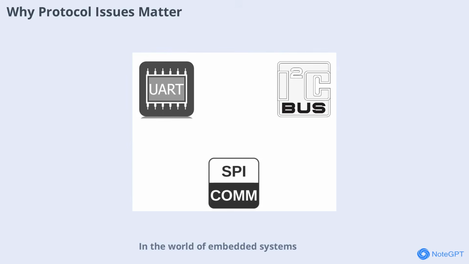In the world of embedded systems, reliable communication is the backbone of every successful project. Whether you're working with UART, I2C, or SPI, each protocol brings its own set of challenges. Overlooking even a minor detail can lead to frustrating bugs, data loss, or even hardware damage. This video dives into the most common pitfalls engineers face when designing or troubleshooting embedded communication links.